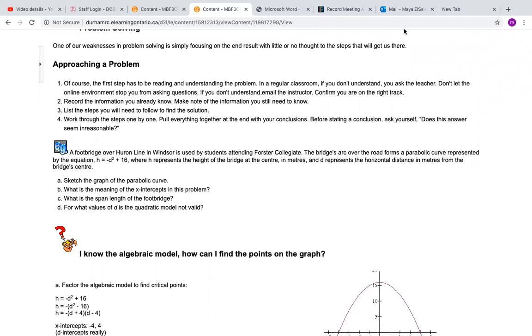What this is saying is that h is the height of the bridge from the center, and d is the horizontal distance of the bridge, also from the center. So, sketch a graph of the parabolic curve.